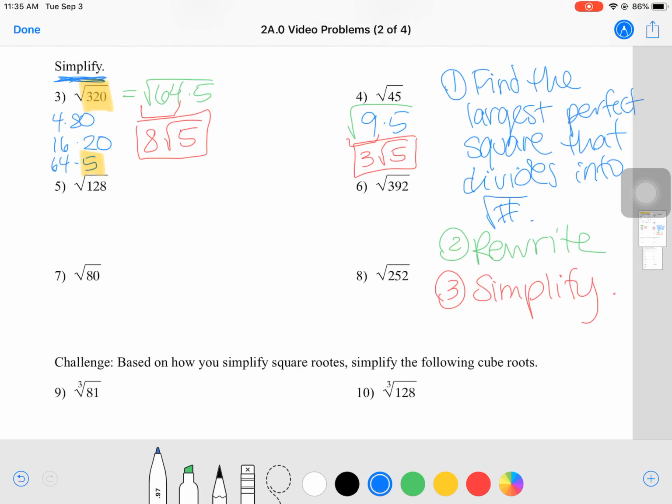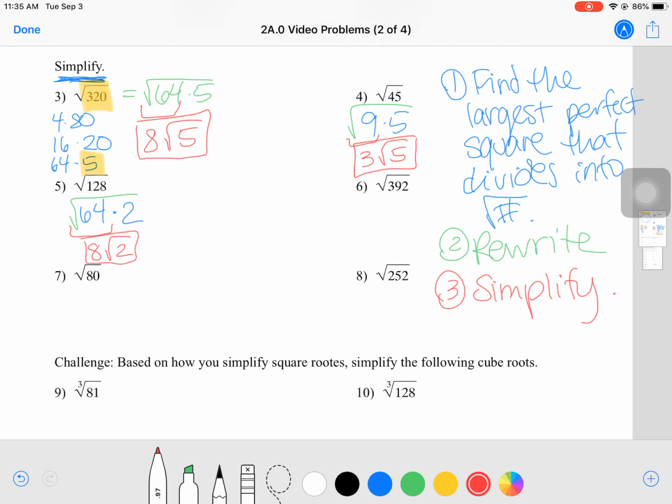On 128, biggest perfect square that divides into 128, and 128 does have a few. Remember that you always want the biggest. The biggest is 64, and it's 64 times 2. Then you rewrite your radical. And then you're going to simplify this. So the square root of 64 is 8. I do not know the square root of 2. So my answer is 8 root 2.